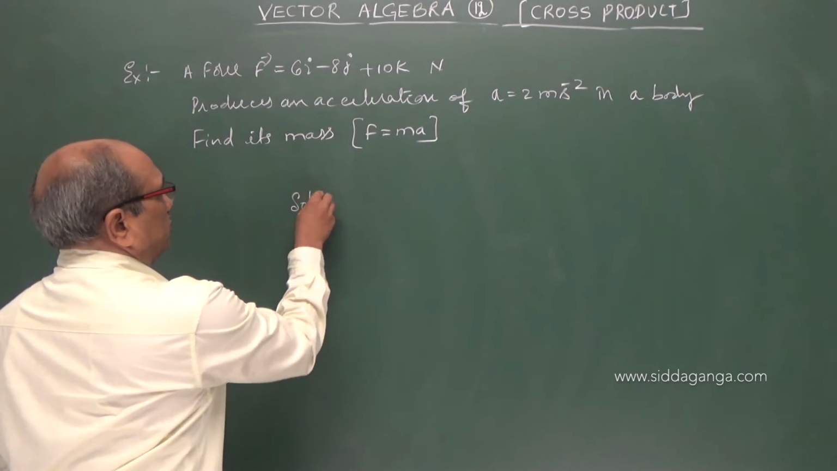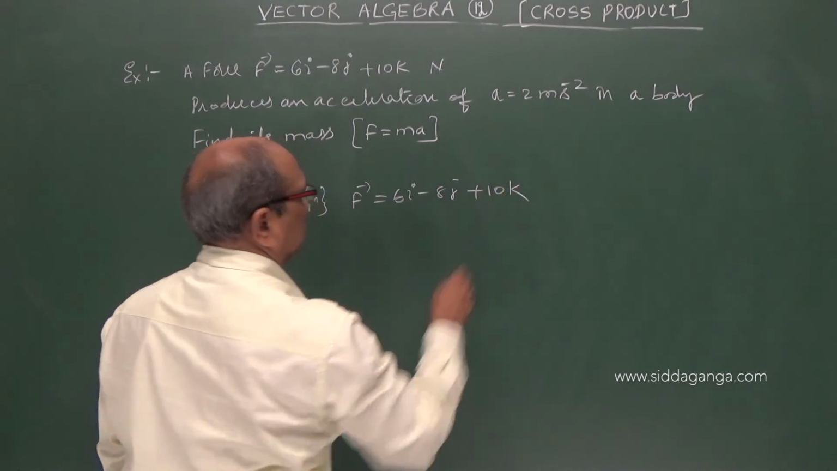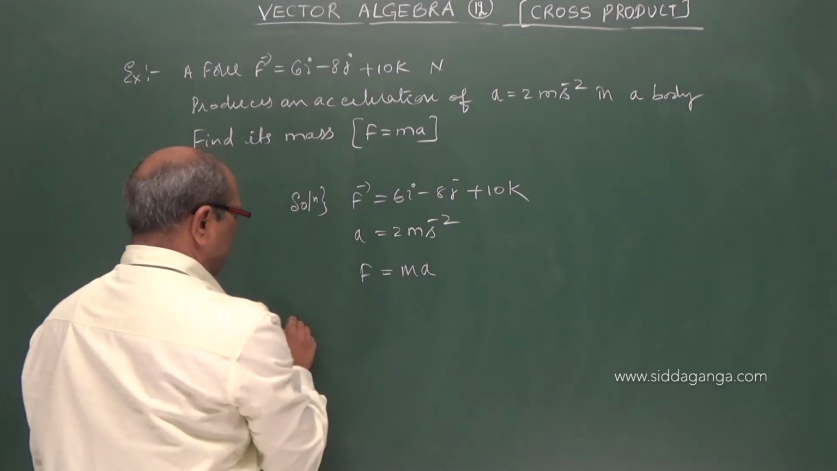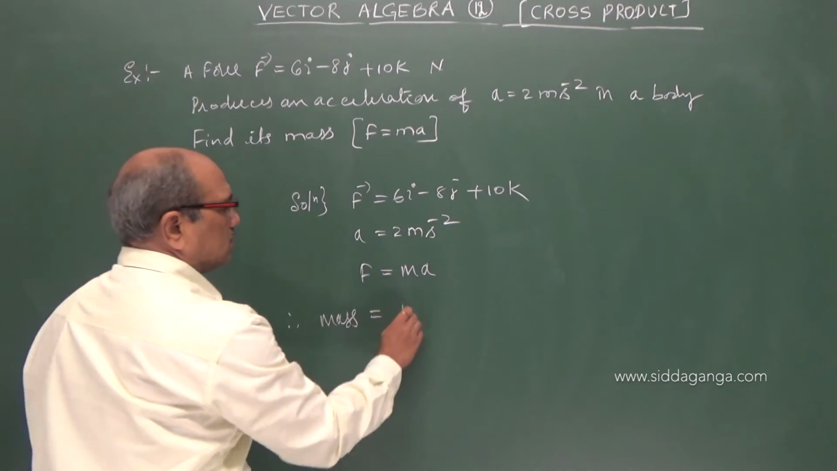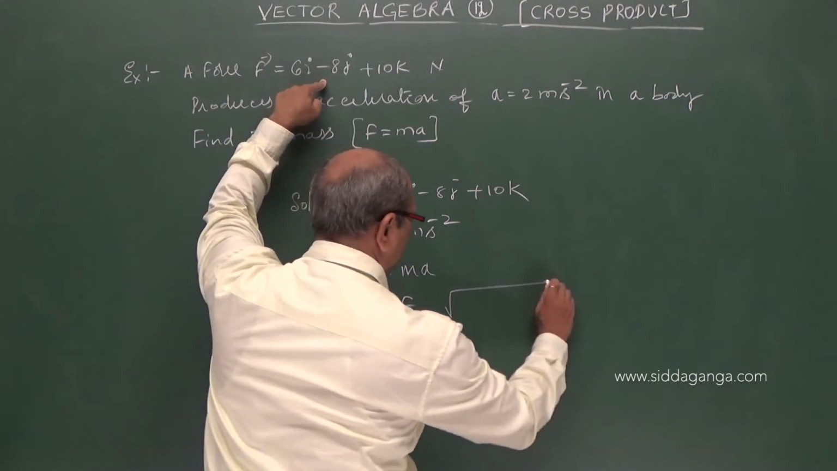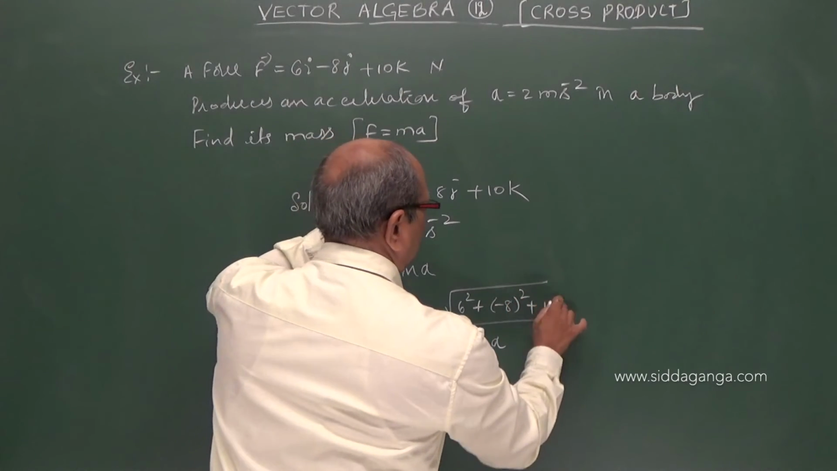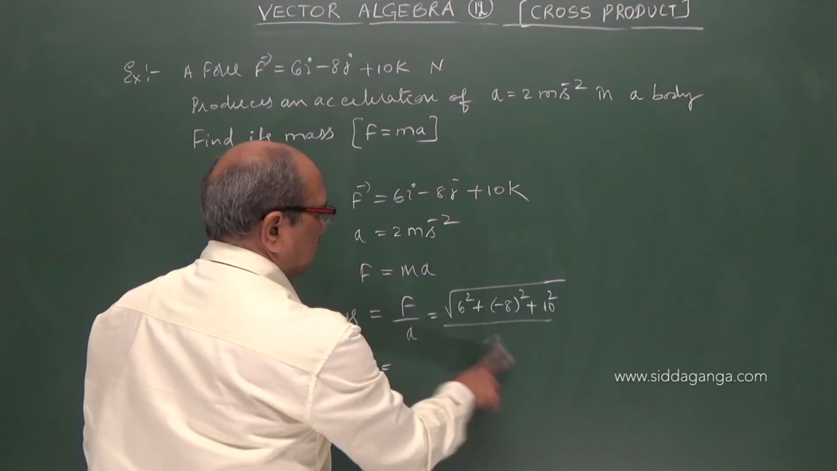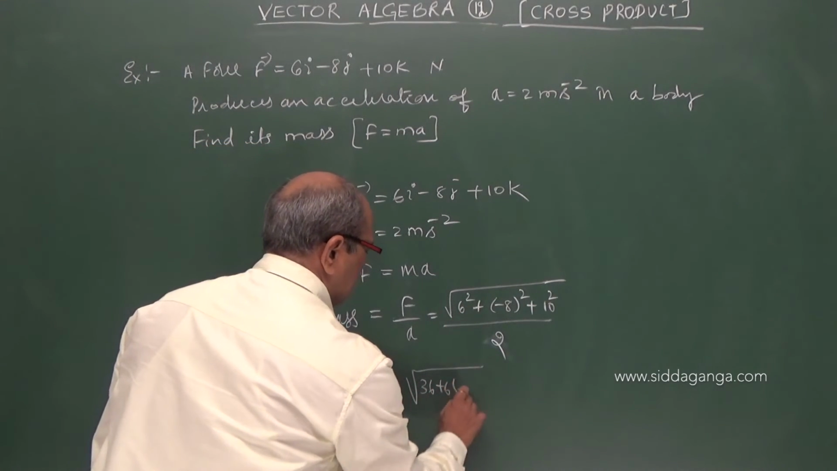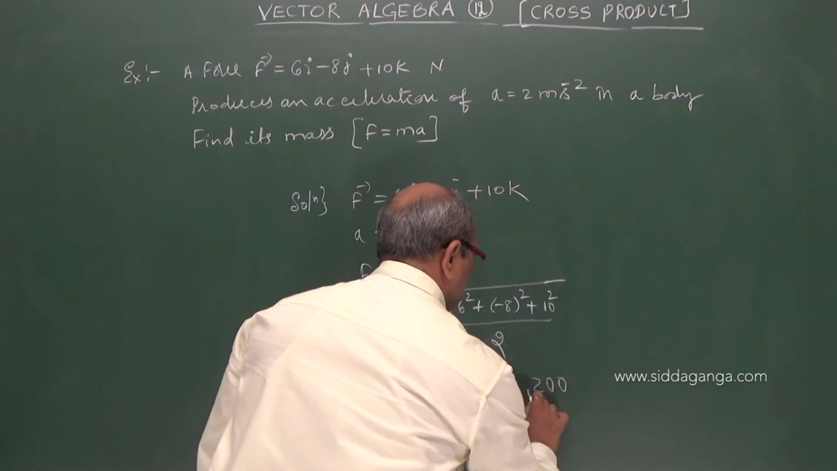F equal to ma. So what they have given in the problem: the force F equal to 6i minus 8j plus 10k and acceleration 2 meter per second square, and F equal to ma. Therefore they are asking about mass. Mass is nothing but F by a. Magnitude of F is the square root of 6 squared plus minus 8 squared plus 10 squared, divided by a, which is 2. So it is 36 plus 64 plus 100, which is 200, square root, by 2.